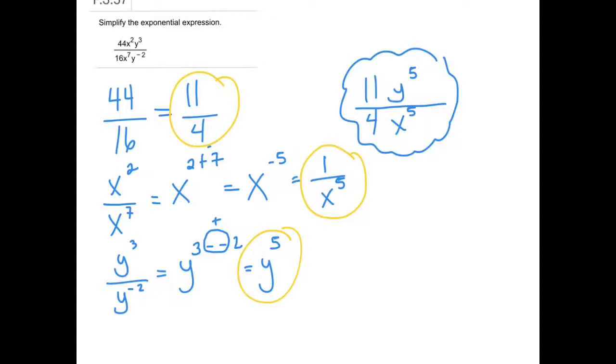Now you don't have to do it in these three steps. You could go right from 44x squared y to the power of 3 over 16x to the power of 7 y to the negative 2, and you could do it all together. You could say, okay, 44 over 16 can be reduced to 11 over 4. x squared divided by x to the power of 7 is going to be x to the negative 5, which means I'm putting it in the denominator. And the last, y to the power of 3 divided by y to the negative 2 is the same as saying 3 subtract negative 2, and that gives me y to the power of 5.